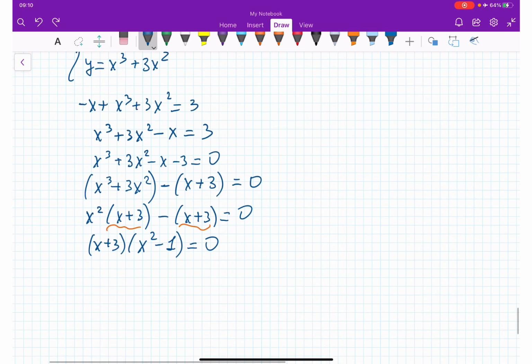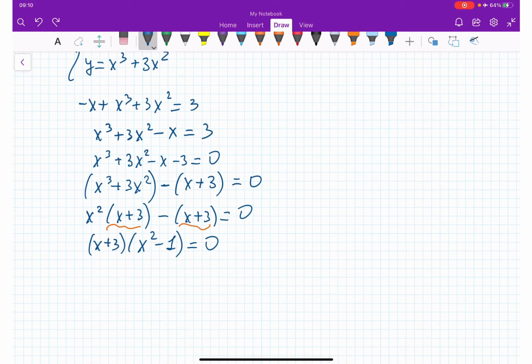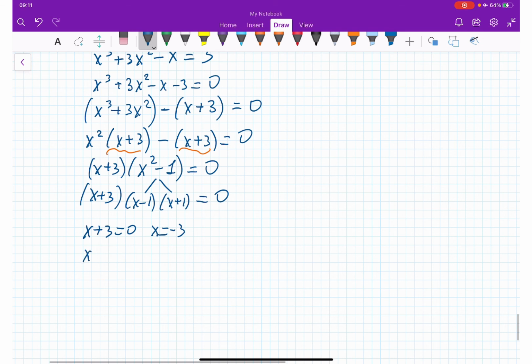Well, x squared minus 1 I can open as a plus b, a minus b, right? So x plus 3, and this can be x minus 1 times x plus 1, equals 0. So we have 3 parentheses multiplied by each other equals 0. That means x plus 3 equals 0, x is equal to negative 3, x minus 1 equals 0, x is equal to 1, x plus 1 equals 0, x is equal to negative 1.